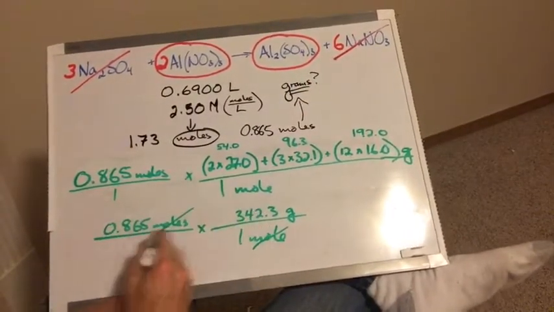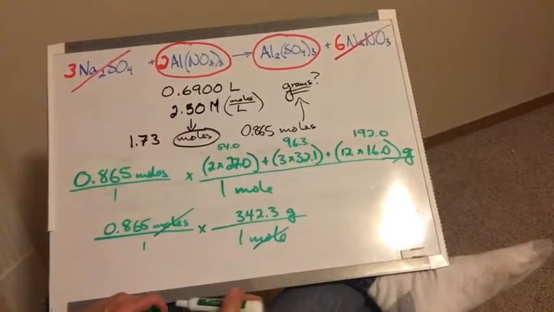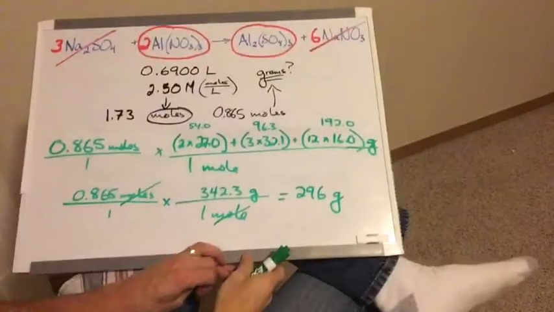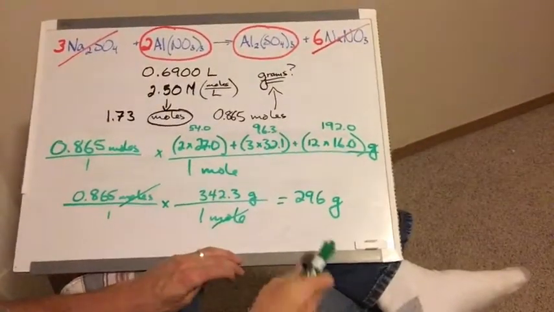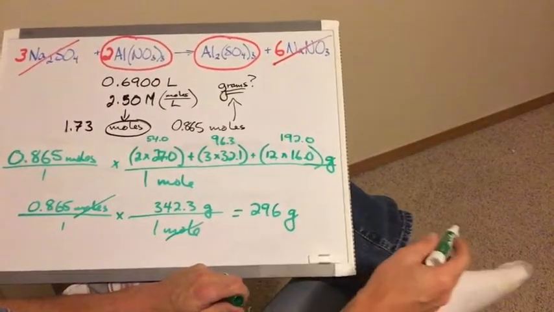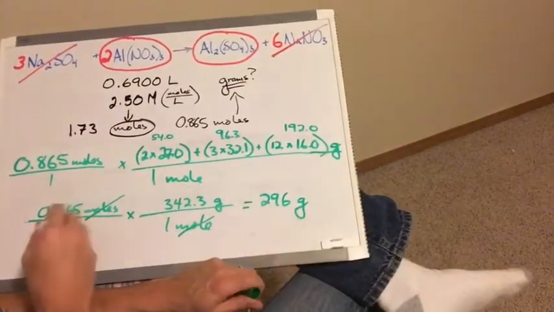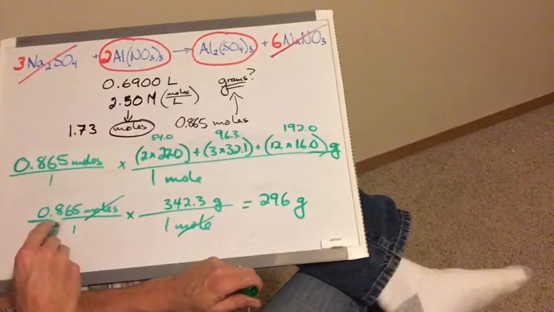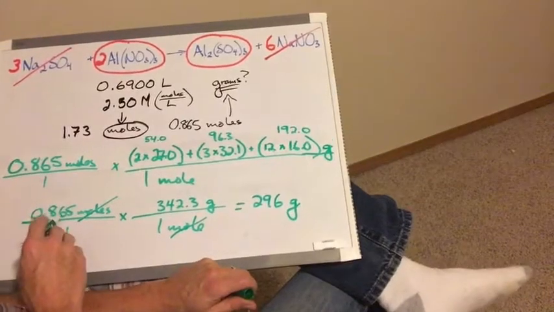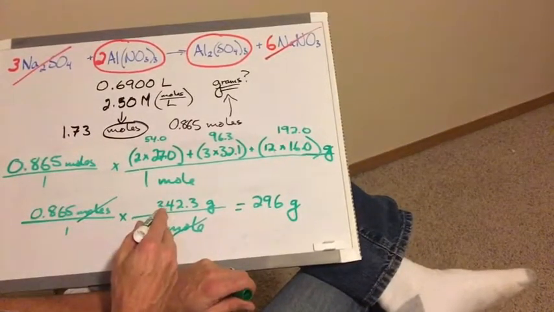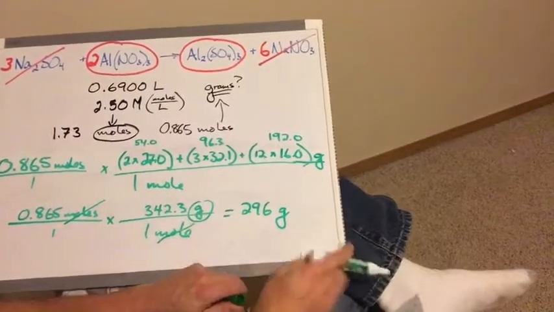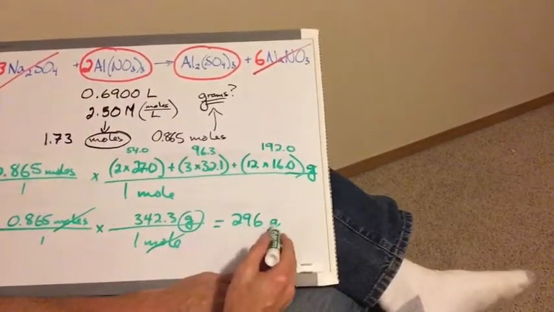So we just have to multiply this top row. Both numbers on the bottom are 1, so that shouldn't be a problem. I'll do that now. Okay, I multiplied those two together, crossed out the moles, ended up with 296 point bunch of other numbers. These are 3 significant figures because these are 3 significant figures here, most limiting. So I basically took 0.865, multiplied it by 342.3, kept the grams, crossed out the moles, and we've got 296 grams.